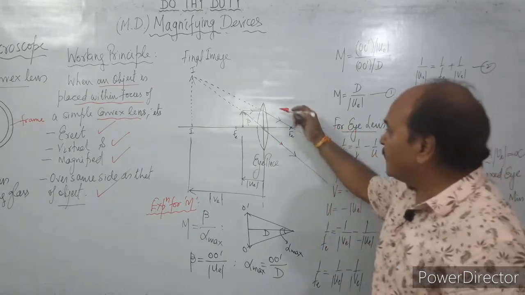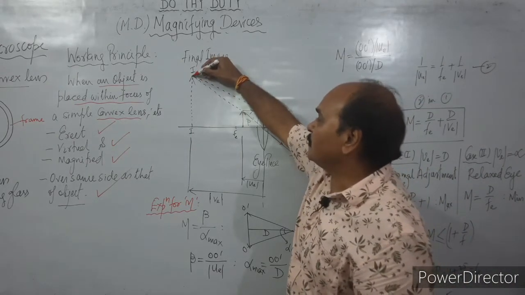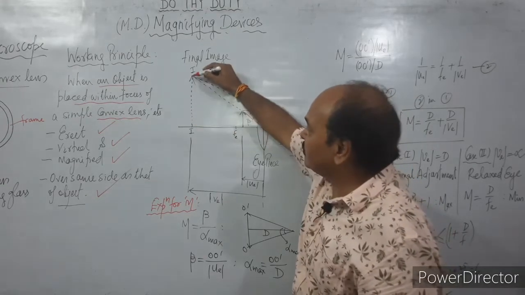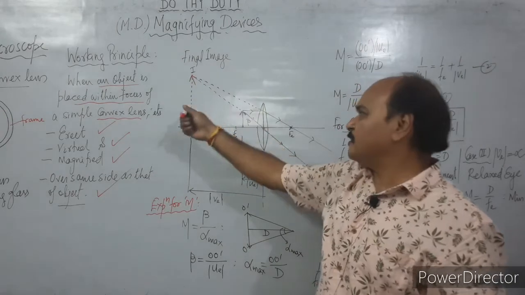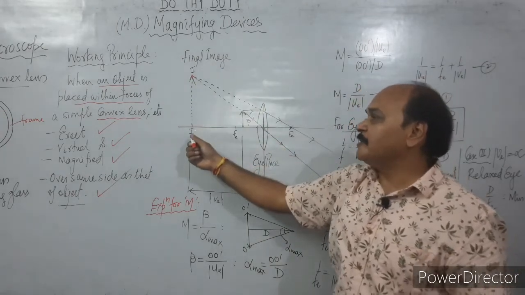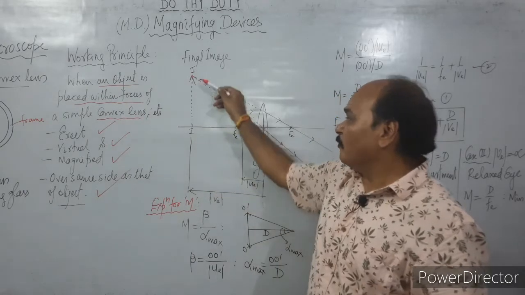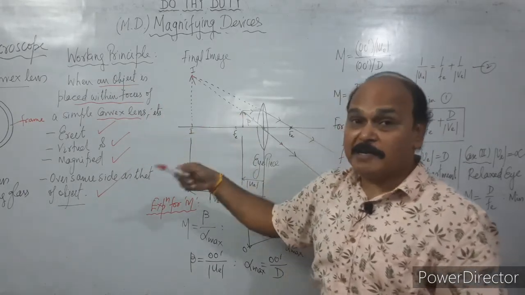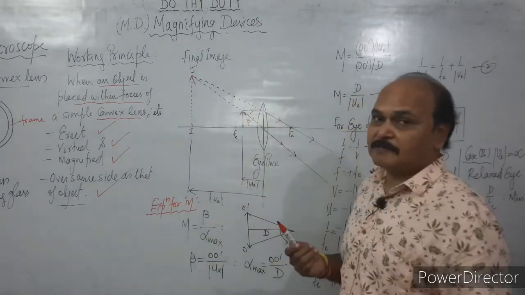So when these rays are extrapolated backward, they meet somewhere here. And wherever they meet, there is formed the final image I dash. And what is this final image? This final image is erect. This final image is what? Virtual. This final image is what? Magnified. And it is formed on the same side as that of the object.